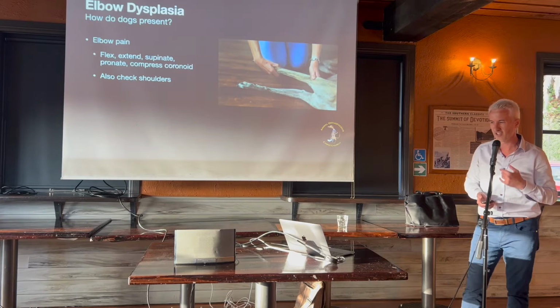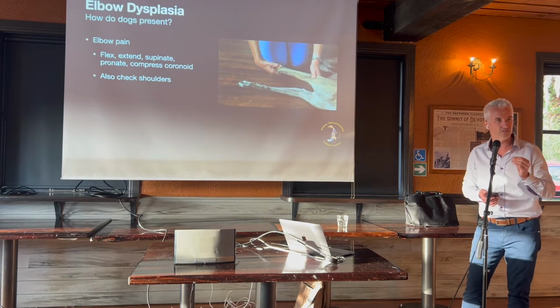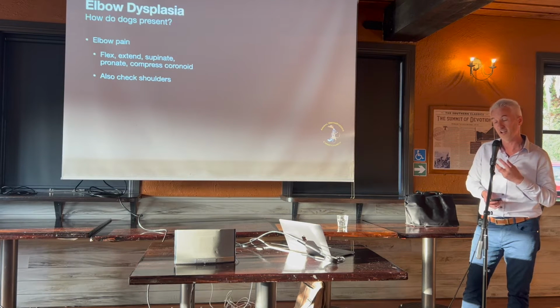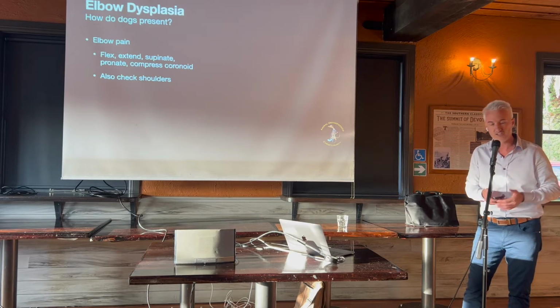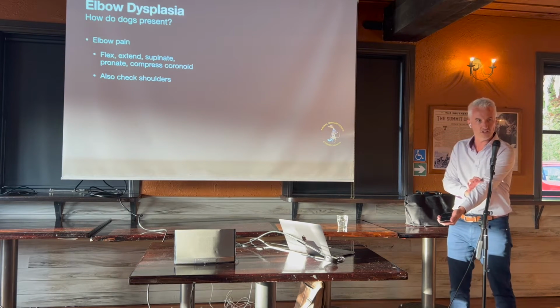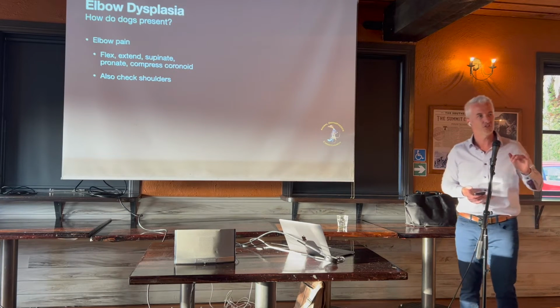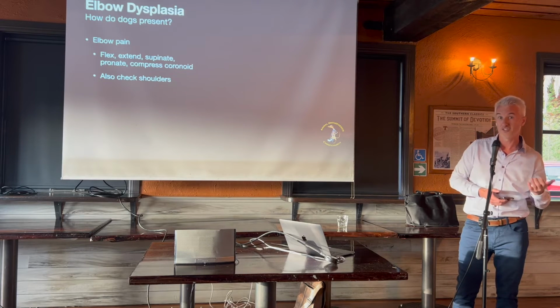Supination and pronation are the ones that can actually make a dog squeal, a little pup squeal in a consult. So I think it's an effective test. And the other thing that you can do is compress over the coronoid region on the inside. You can compress that to elicit pain. Also check the shoulders. It's quite often for these dogs with elbow dysplasia to also have a shoulder OCD lesion.